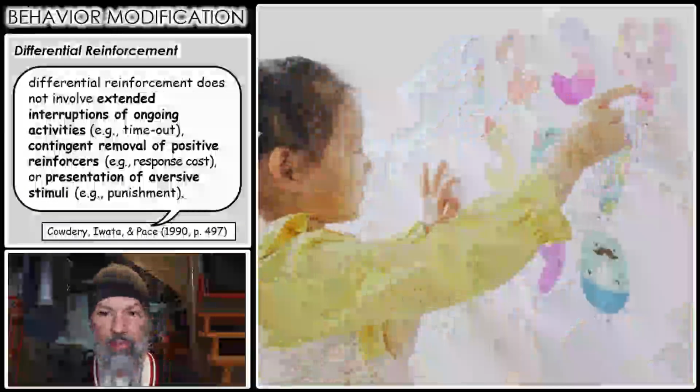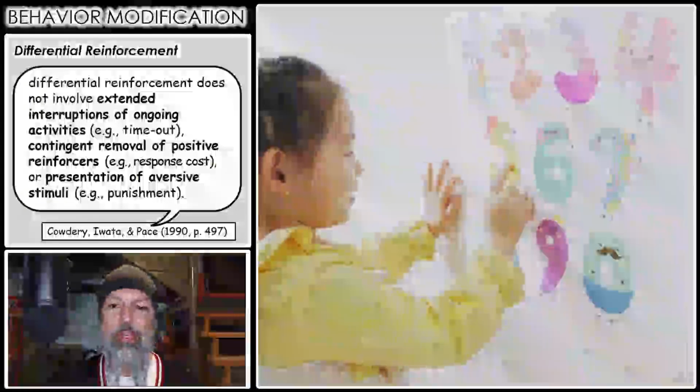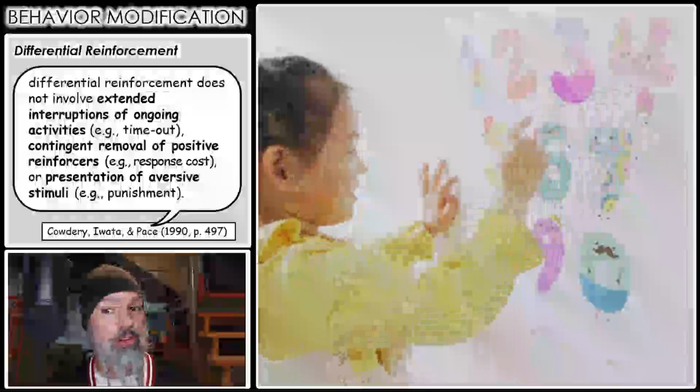All right, number 5, combine differential reinforcement with other procedures. So again, we saw differential reinforcement of other behavior with other procedures.